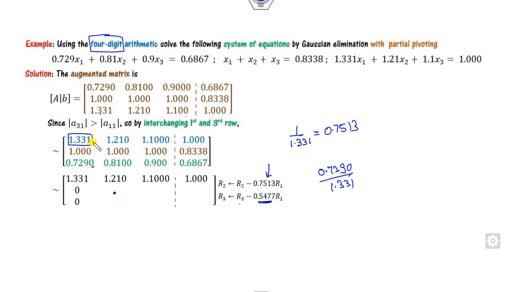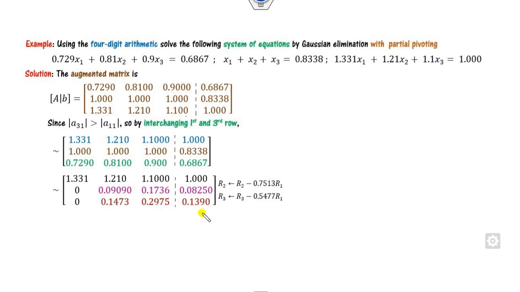Now how do you find this number? You can use your calculator, this into this minus this here divided by box element. Otherwise you can use these operations. You will get here. Now again you have to apply the partial pivoting.